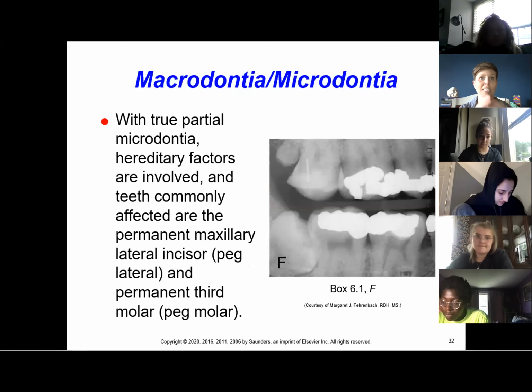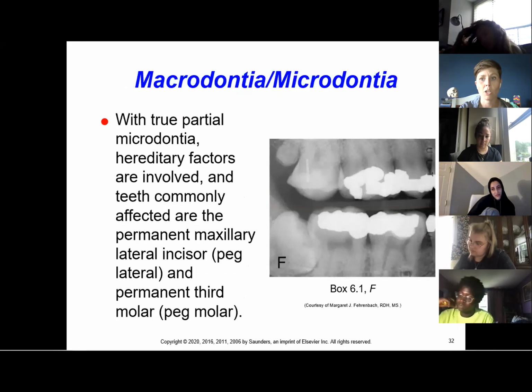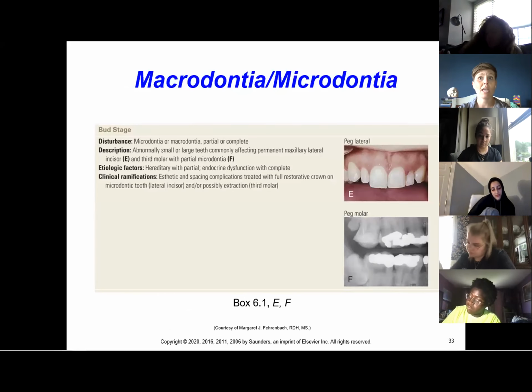Peg lateral is considered microdontia. You also end up with your peg molar. Sometimes the third molars are a lot smaller. You can see the size of this molar, it's bigger. Or you have your little peg molar up here, right?